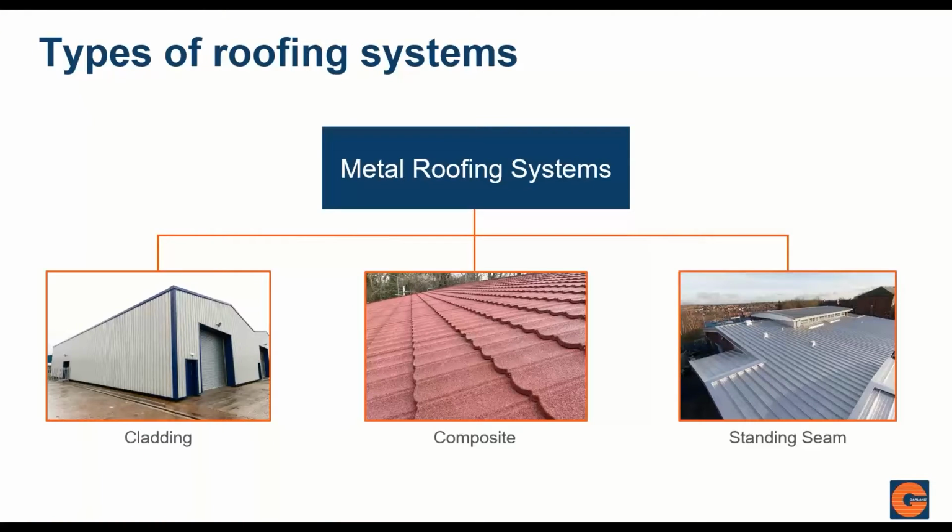So we're going to touch upon some metal roofing systems, and the 3 main ones that you'll find on the market are typical or traditional metal cladding, composite panels, and also standing seam systems.